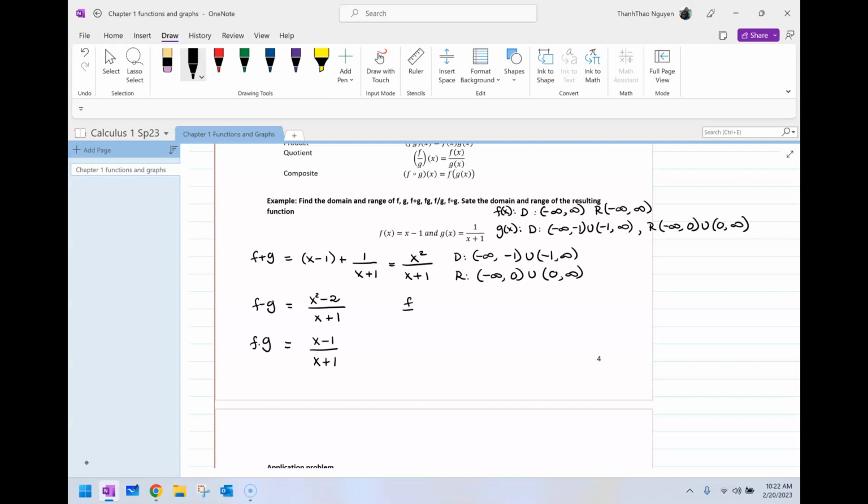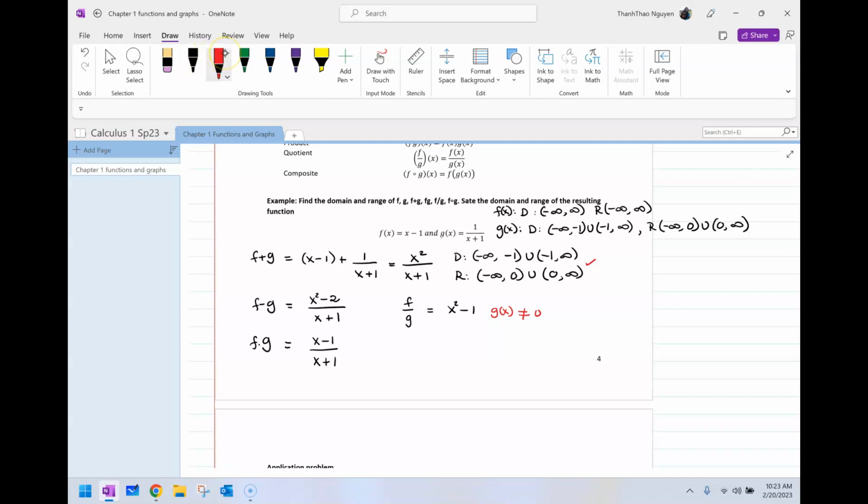Let's take a look at f divided by g. f divided by g is equal to x squared minus 1. However, remember when we divide something here, g of x cannot be equal to 0. Again, this function is not going to be equal to 0 because the range here is not equal to 0, right? That's the shape of the graph. So then, the domain and range here is the same as this.